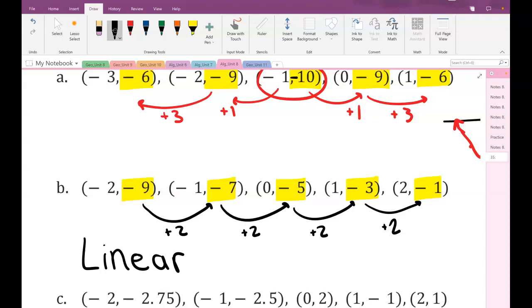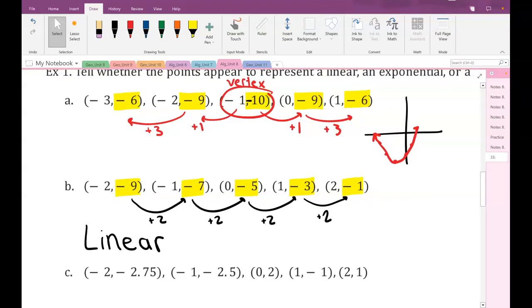Yes. To have a what? A. Oh, sorry, I didn't even write A. A is a quadratic. I drew a picture of it, but I didn't write it.